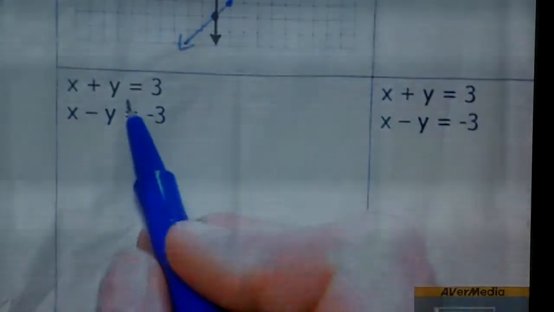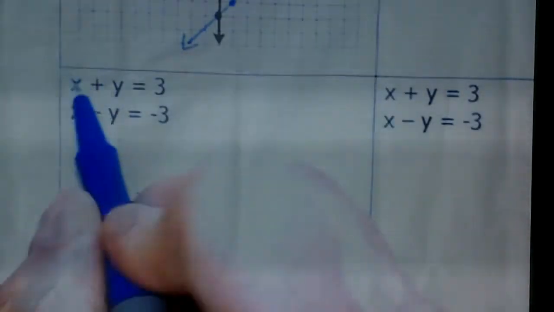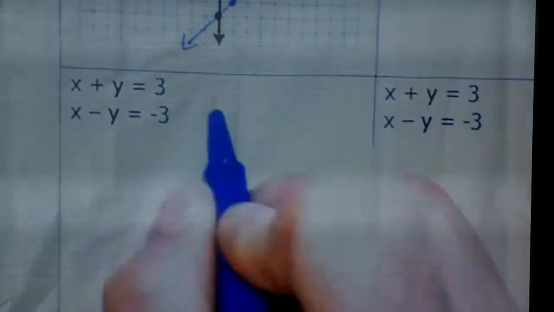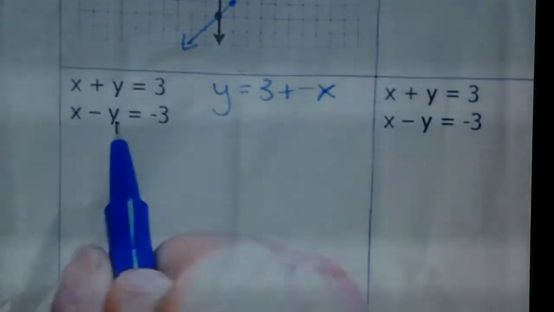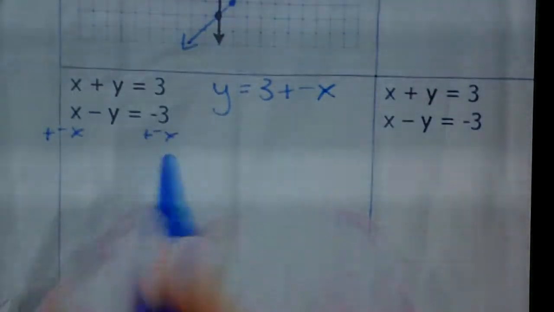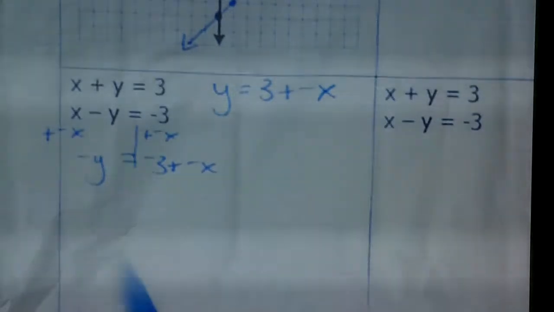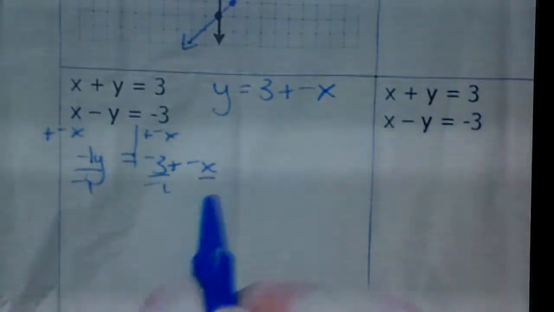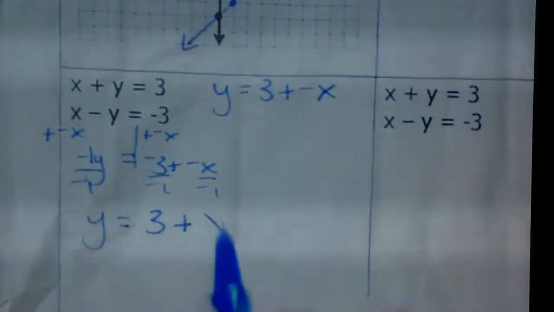Okay, so if we're going to graph this, this means I need to rearrange it into y equals mx plus b form. That means in this first equation, I need to add a negative x to both sides. So this first equation will become y equals 3 plus negative x. In this second equation, I would add a negative x to each side to start, and you get negative y equals negative 3 plus negative x. And to get rid of that negative in front of the y, remember it's a negative 1, I'm going to divide each term by negative 1, and I get y equals 3 plus a positive x.